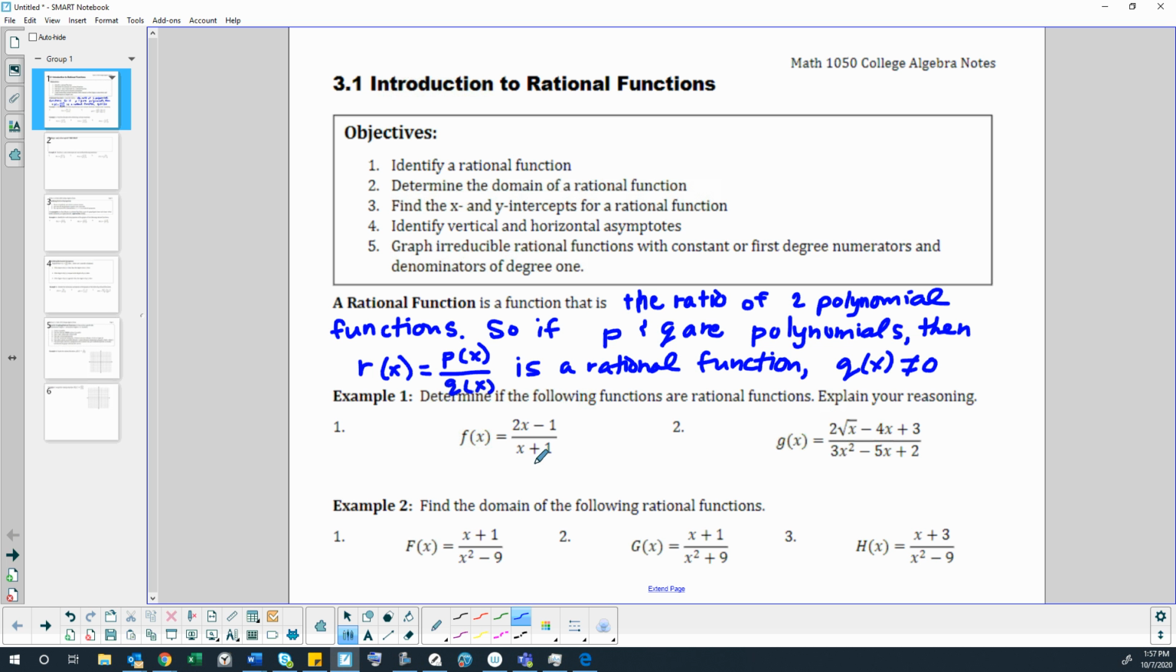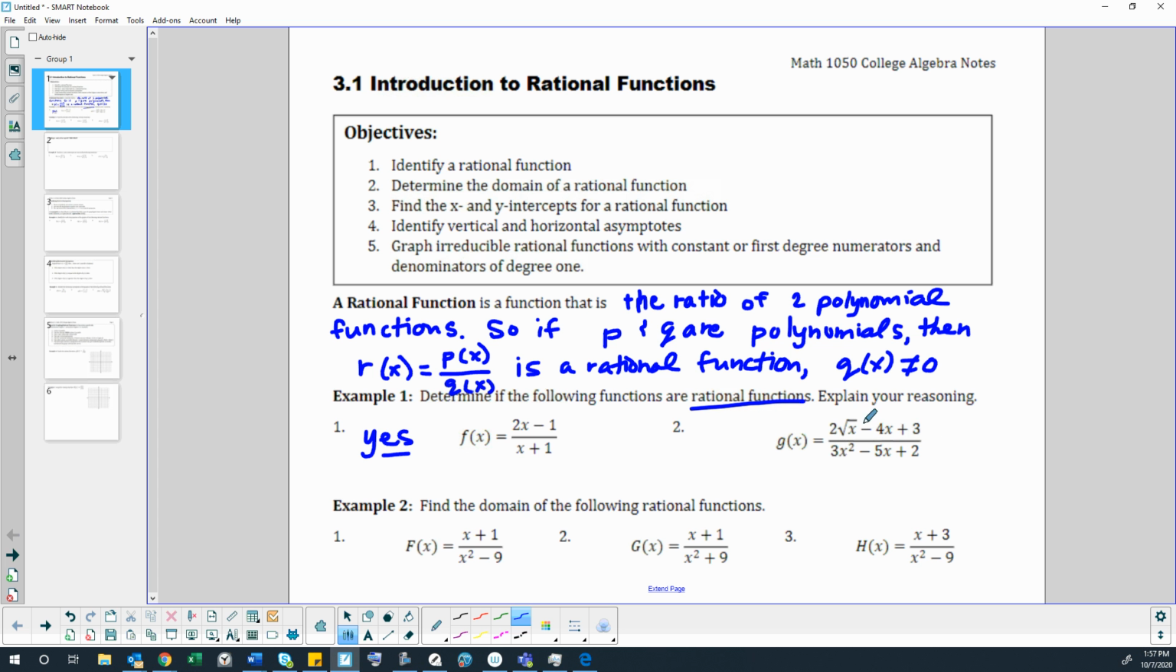Alright, example 1. Determine if the following functions are rational functions. Explain your reasoning. So, the first one, we have 2x minus 1. That's a degree 1 polynomial. And then in the denominator, we have x plus 1. That's a degree 1 polynomial. So we have a polynomial divided by a polynomial, which means, yes, this is a rational function.